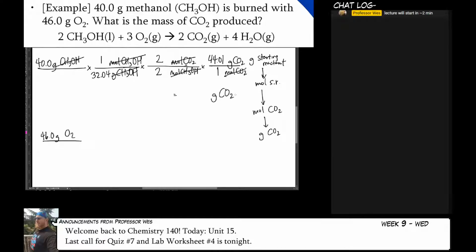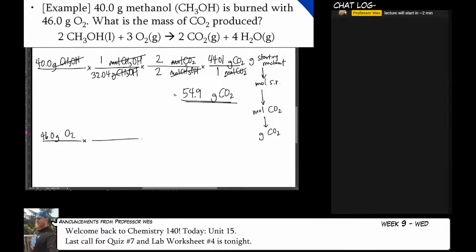So if I reacted 40 grams of methanol with abundant oxygen, I could make up to 40 times 2 times 44.01 divided by 32.04 times 2. Looks like 54.9 grams of CO2. So if I run out of methanol first, I make up to 54.9 grams of CO2.